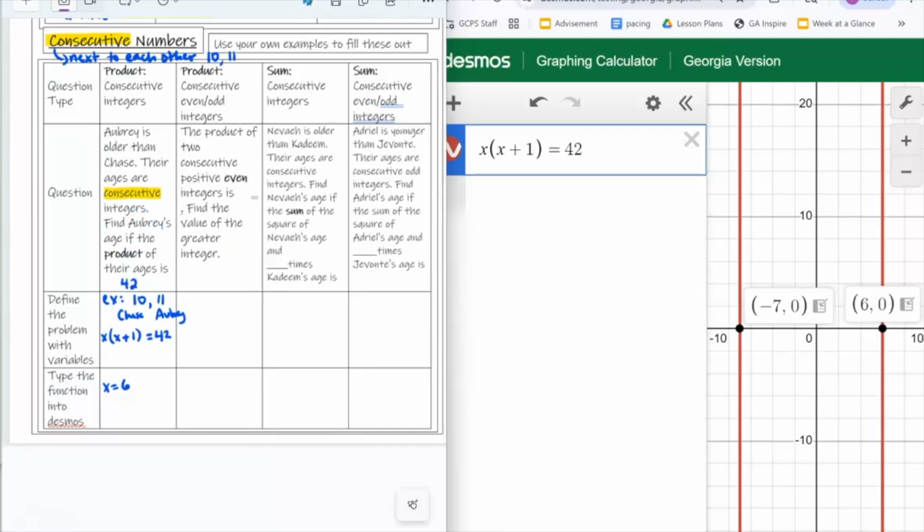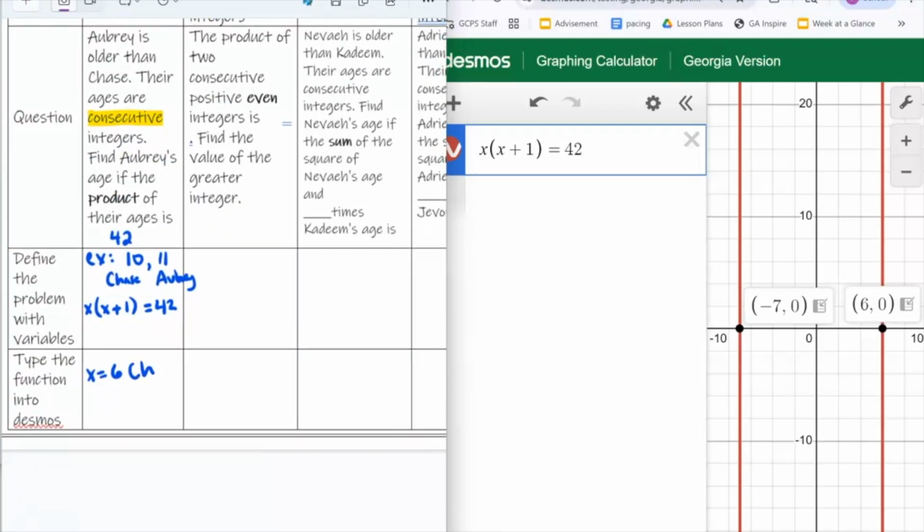So Aubrey is older than Chase. So this is Chase. And then X plus 1 is that plus 1, which is 7. And this is Aubrey's age. Now you're just trying to find Aubrey's age. So which age are you looking for? You're looking for Aubrey. So you would put 7 as your answer.